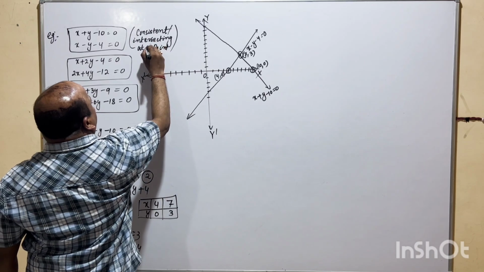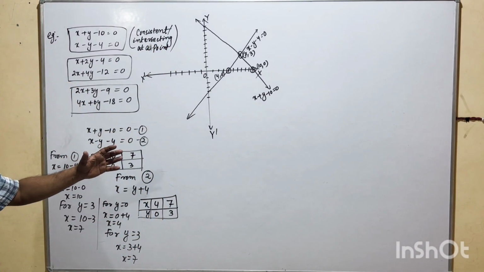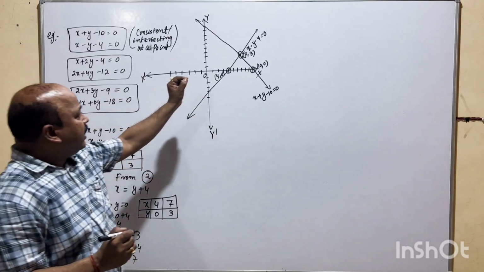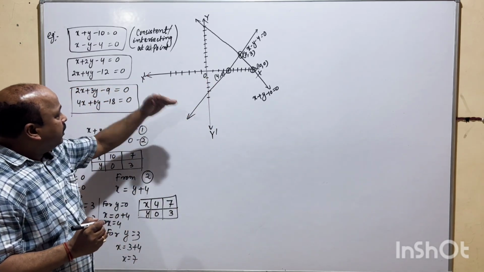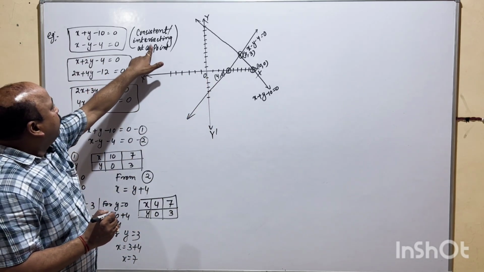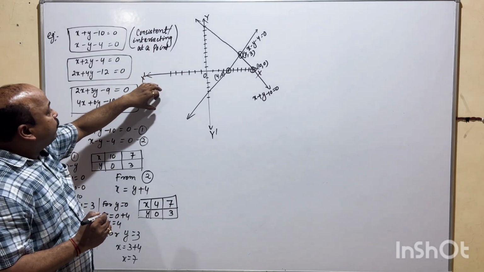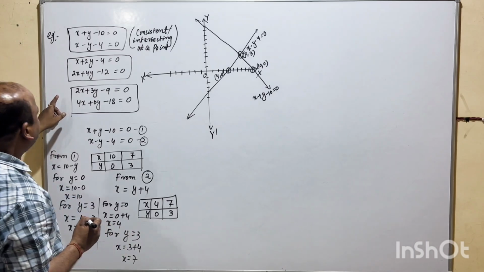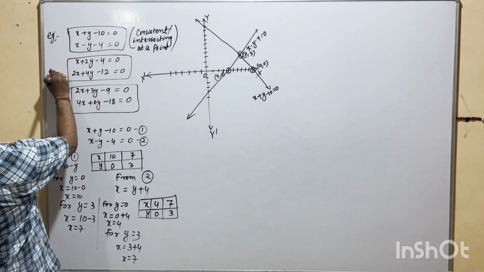Okay, so this is the graphical method of how to solve a pair of linear equations in two variables to get the value of x and y, and also from here we find the condition to get the solution of a pair of linear equations in two variables. This is the first one. Now come to the second one, second example.